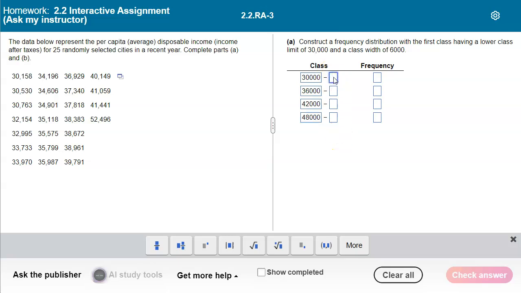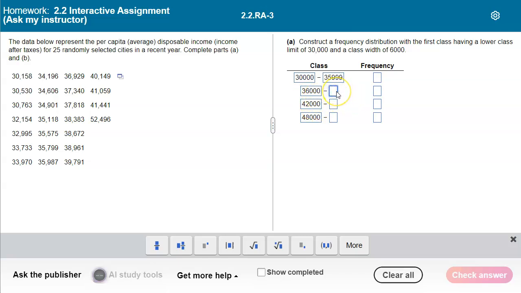Now I want to say how far these classes go. What is the interval's maximum value? It should be one less than the minimum value of the next interval. So let's back this up 1 unit and we'll get 35,999.